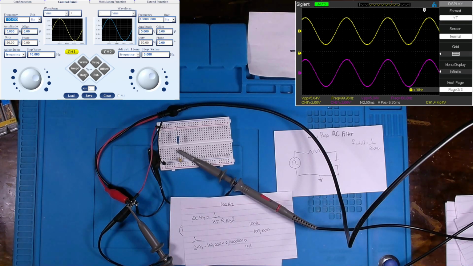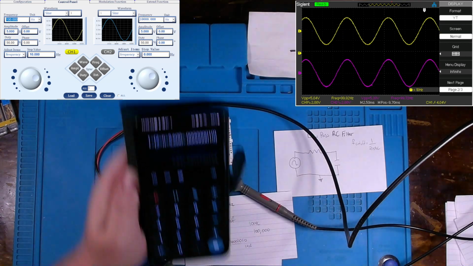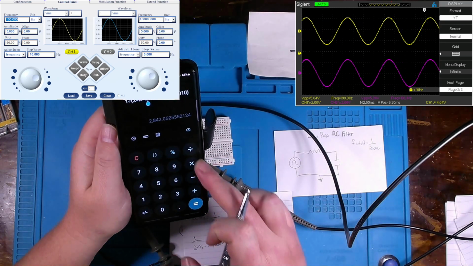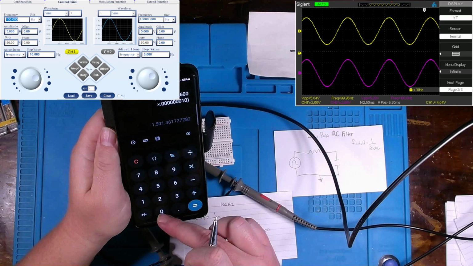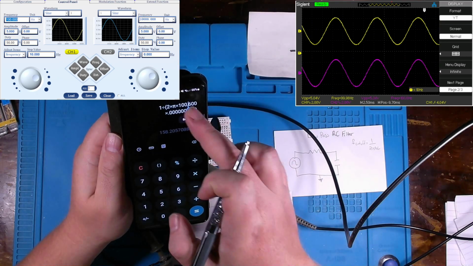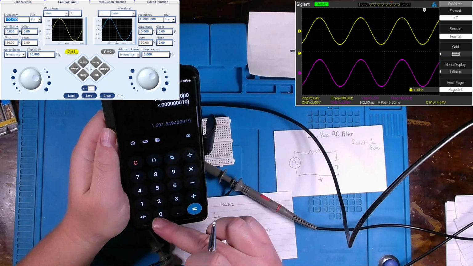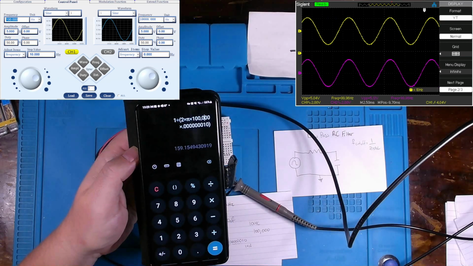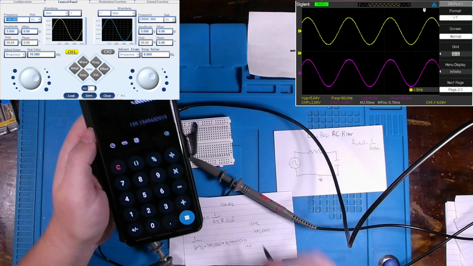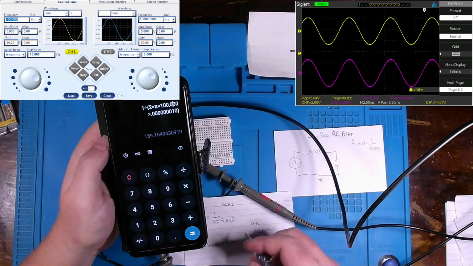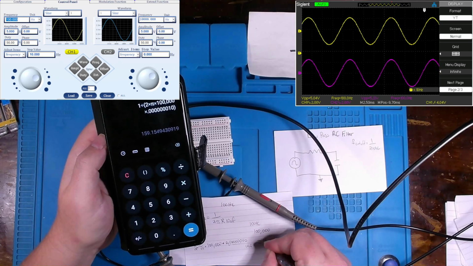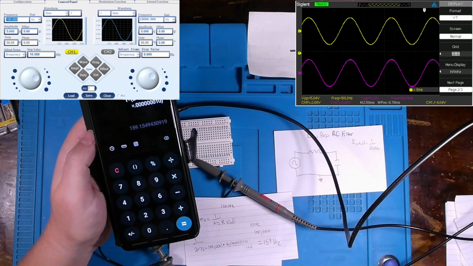If I was to plug this in and do the math, I'm just going to go to my calculator. 1 over 2 pi times 100,000 times 10 nanofarad, and this comes out to 159 hertz. That's pretty close, actually, slightly higher than 100 hertz. I've got no issue with that. So 159 hertz, essentially.